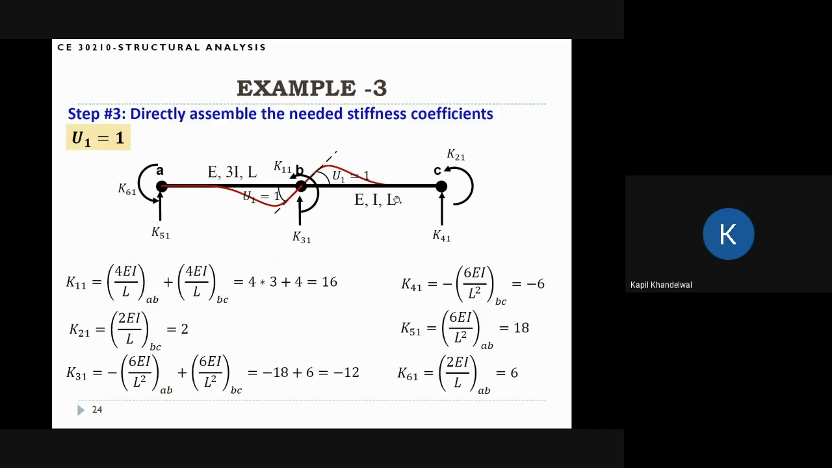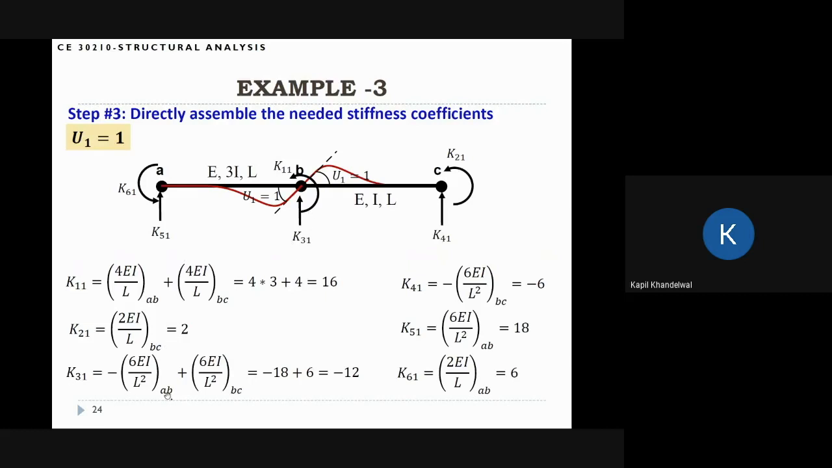K21 is 2EI by L for member BC. Sorry, in this case, 2EI by L for member BC. You can look at those coefficient sheets and you will see that if you look at member BC and this coefficient, this is 2EI by L. And if we do the algebra, this is just 2. And we have to find K31.